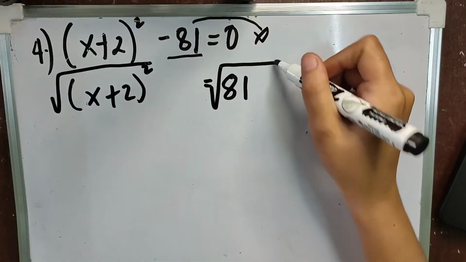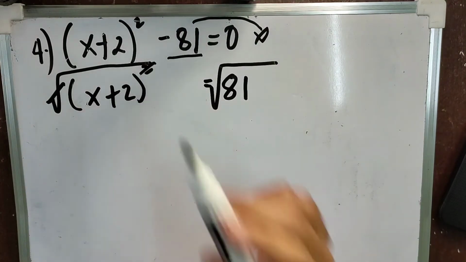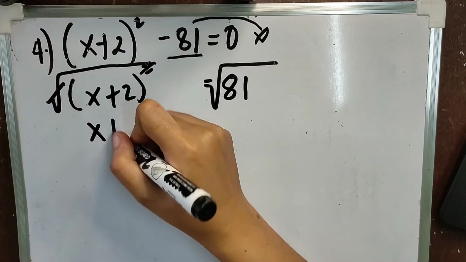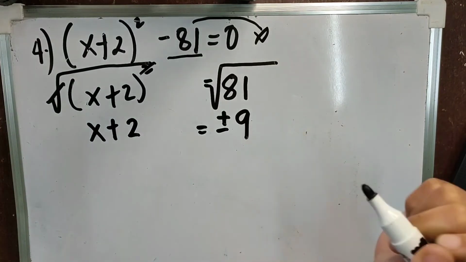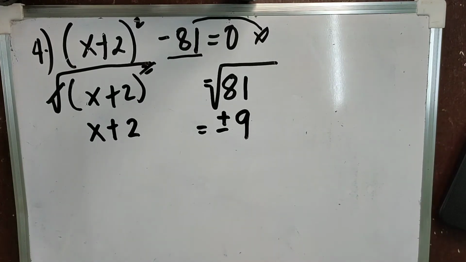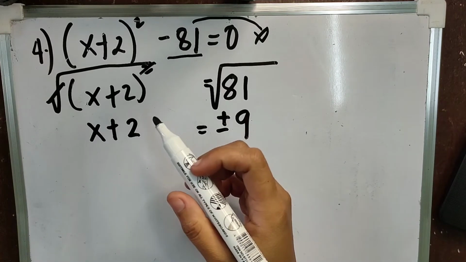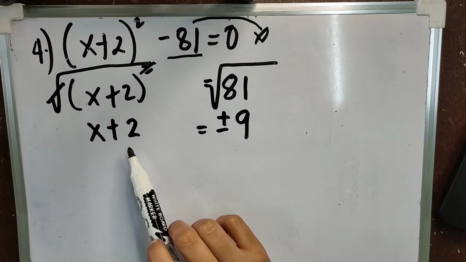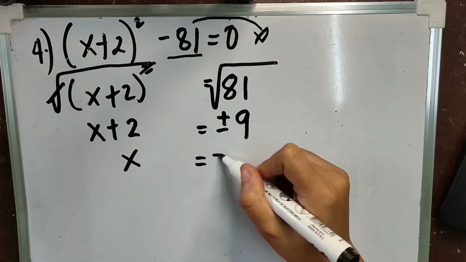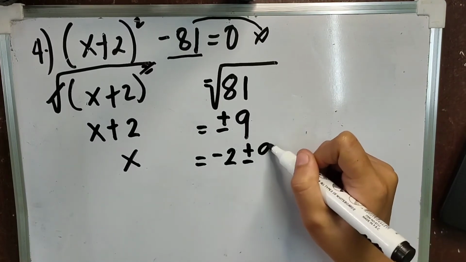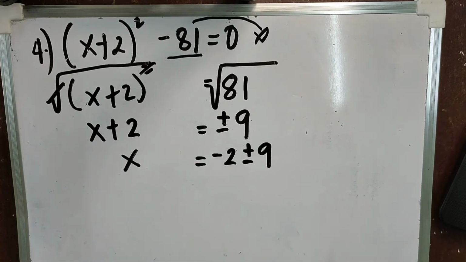Both sides. So, cancel the radical sign and the square. So, we have x plus 2 equals plus minus 9, since 81 is a perfect square. Make sure that the left side of your equation has the variable only. So, transpose the 2 to the right side. So, we have x equals negative 2 plus minus 9. From positive to negative 2.